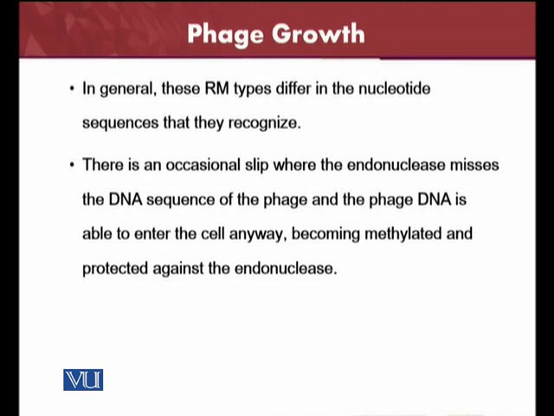If the disease has to happen, and if the viruses are successful and enter the body, then they will use the host machinery. There is the occasional slip where the endonuclease is unable to recognize the DNA sequences of the phage, and the phage will successfully enter and cause the disease, which may lead to the killing of the bacteria.